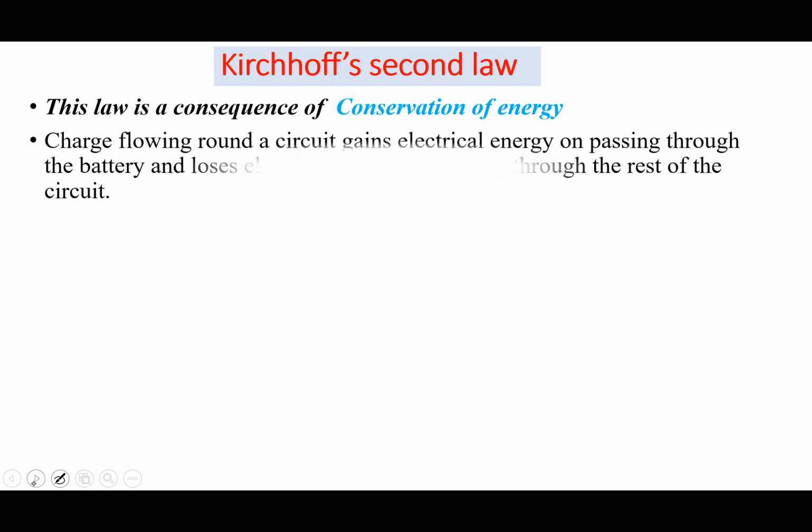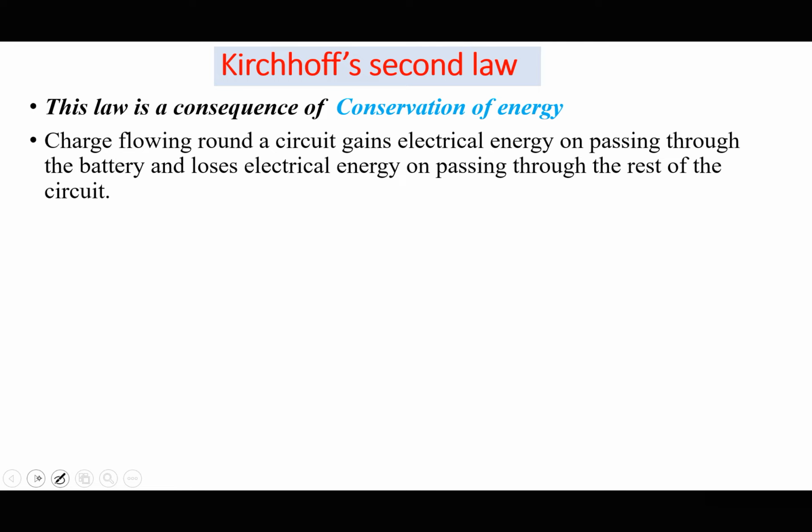I think in lesson 2 we mentioned that charge flowing around a circuit gains electrical energy. If you remember Mr. Coulomb, as charge went through the battery, it gained energy from the chemicals of the battery. That's where we had the EMF. And as the charge went through a component, maybe a lamp or a resistor, it lost energy. It lost its electrical energy in the form of light or heat. That is what we call the PD. So as charge flows around the circuit, it gains electrical energy on passing through the battery, of course, from the chemical energy, and it loses electrical energy on passing through the rest of the circuit.